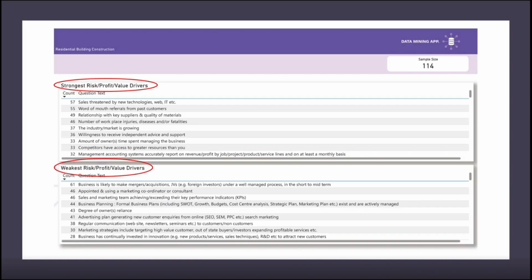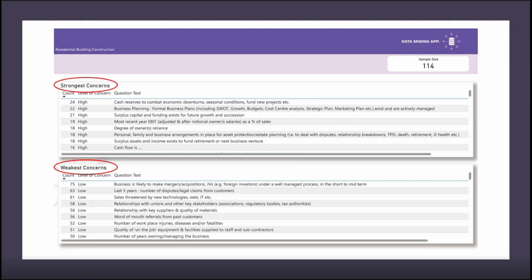And also we can talk about the non-financial KPIs. Know what key risk, profit, value drivers to look at. So on your screen, you can see the key drivers, both strong and weak, for residential building construction businesses. So one of the strong drivers is word of mouth referrals from past customers. But a lot of valuers don't look at the non-financial KPIs that affect the multiple. And that particular KPI, word of mouth referrals from past customers, doesn't appear in a balance sheet and P&L. So you've got to make sure your valuation process includes both financial benchmarks and non-financial risk, profit, value driver benchmarks.